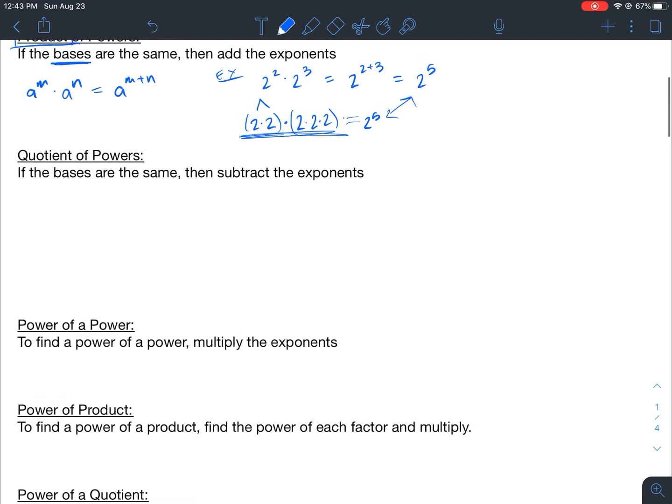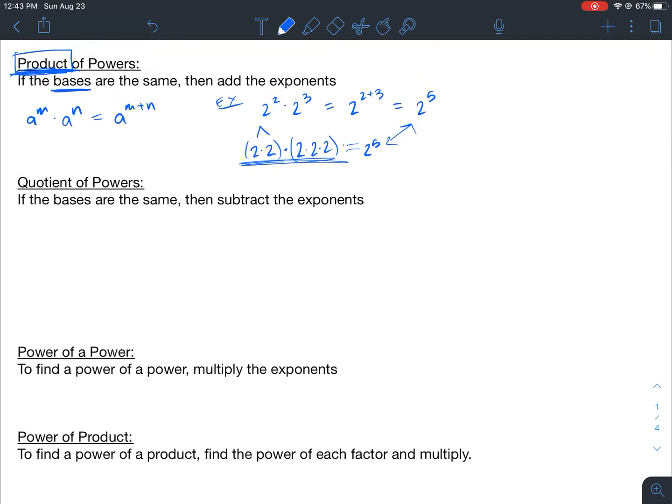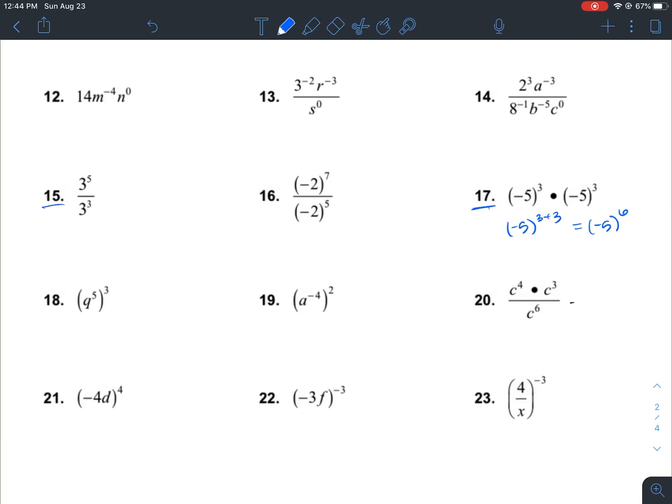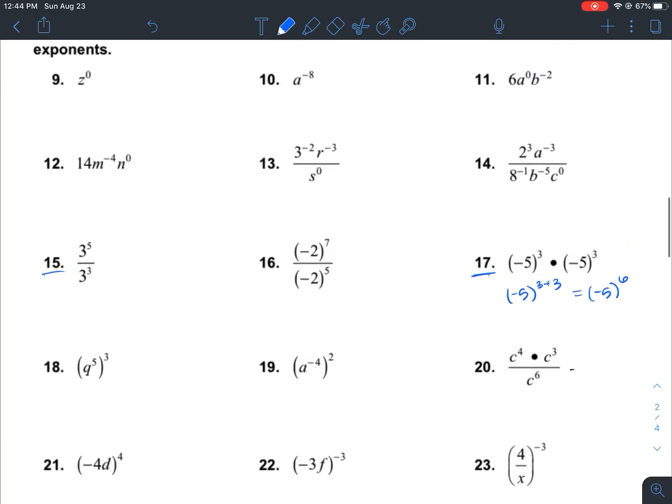Alright, now for quotient. Product was a multiplication. Quotient is a division. So it's the same thing, but in division you subtract the exponents. So instead of multiplying, if we divide, you subtract the exponents. Just like that. There are a couple problems down here that we can do. Number 15, let's go ahead and do that. Number 15 says 3 to the 5 divided by 3 cubed. Well, the base is the same. Our base is 3, so we can subtract the exponents. 3 squared.